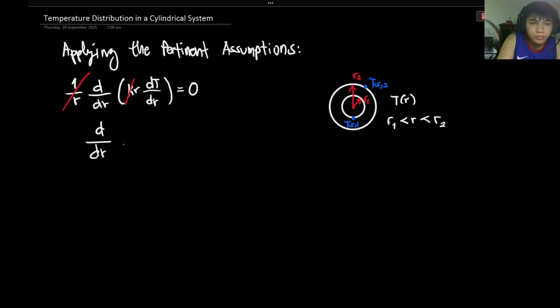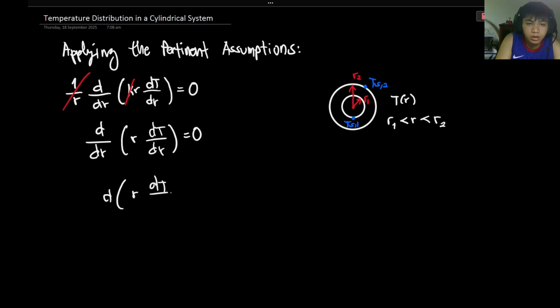d over dr of r dT over dr is equal to 0. Now what we have to do is separate our variables. We multiply dr to both sides, and then we have d of r dT over dr is equal to 0 dr. And then we can just integrate both sides.